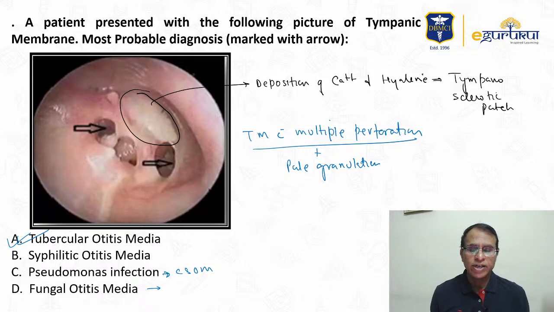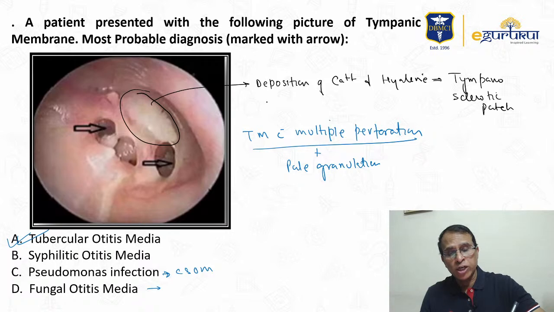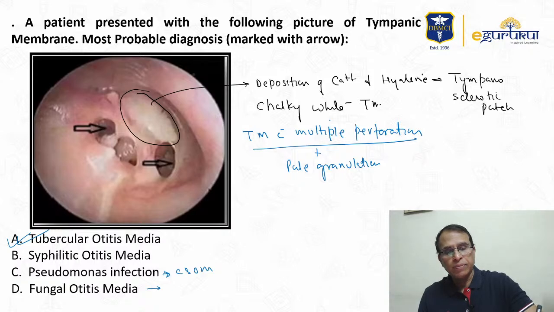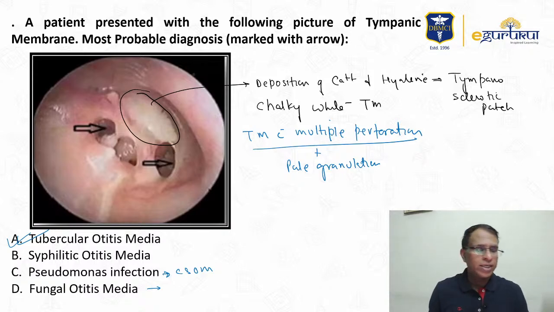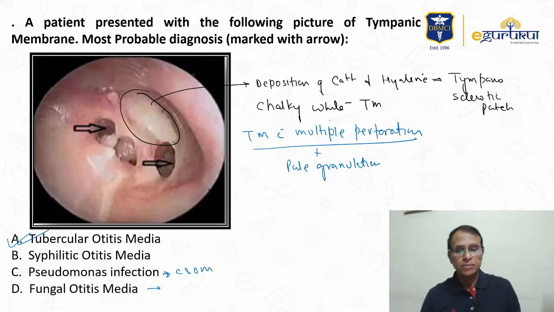After otitis media tries to heal, it can cause this kind of finding, and the finding is described as a chalky white tympanic membrane, or you can say chalk-like white tympanic membrane. Right?